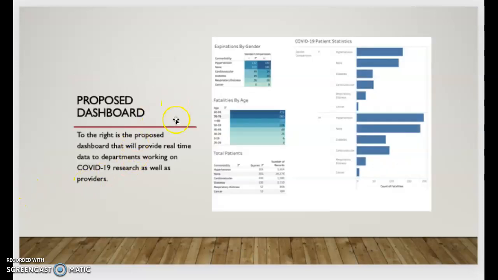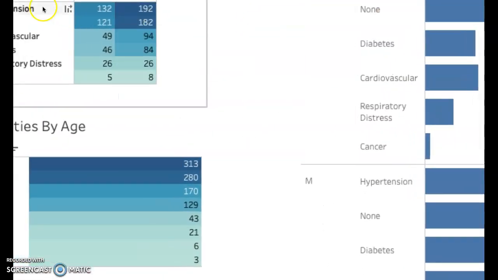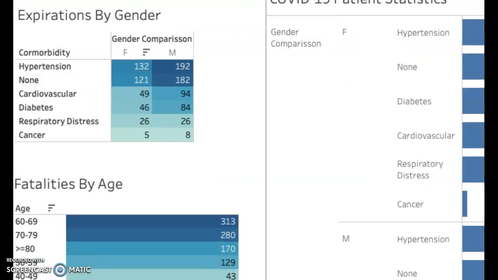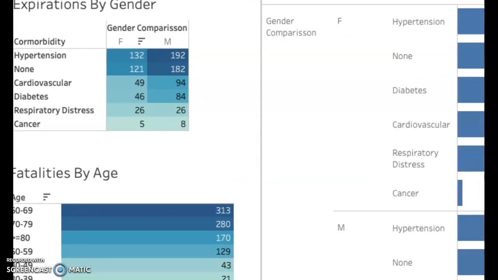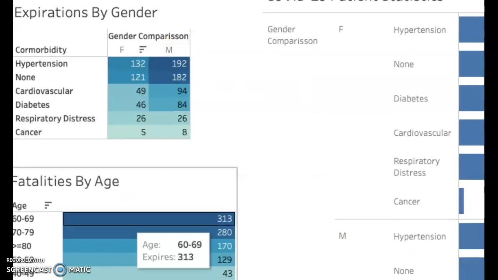In this slide, this is our proposed dashboard. This dashboard was meant to provide real-time data to departments working on COVID-19 research as well as providers. In this particular dashboard, I'm actually going to bring up the full dashboard for you here. I can't resize the dashboard for you.